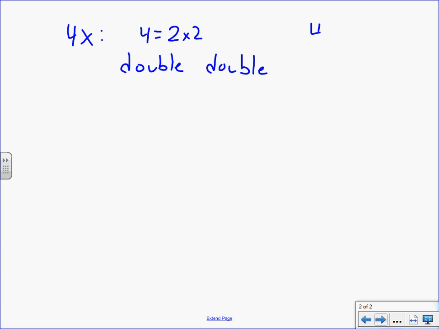If you want to do 4 times something, well, we know that 4 is equal to 2 times 2, right? So when we want to do 4 times, we can double, and then double again. For example, if you want to do 4 times 7, you can do 2 times 7, which is 14, then you double that again, which is 28. So when you think about 4, you double and then double again.